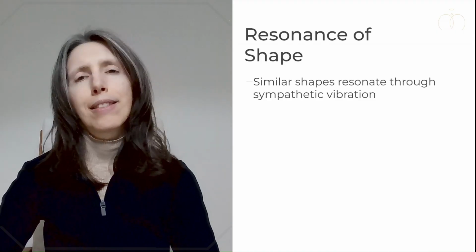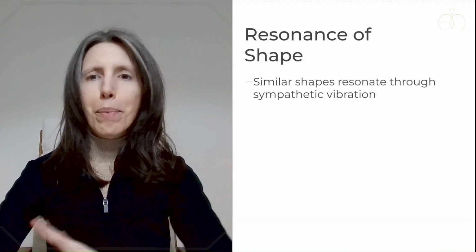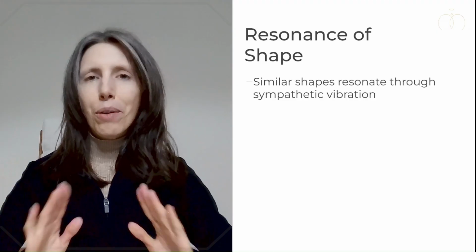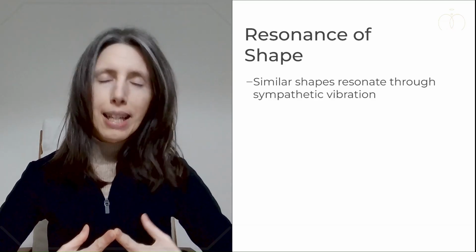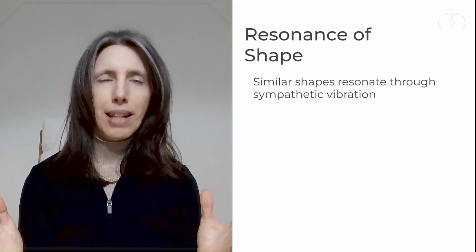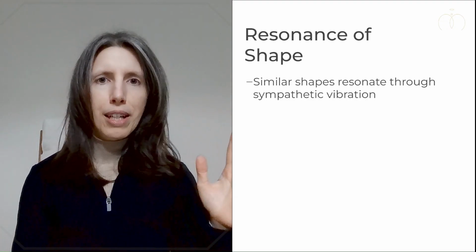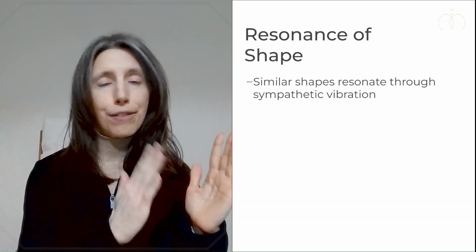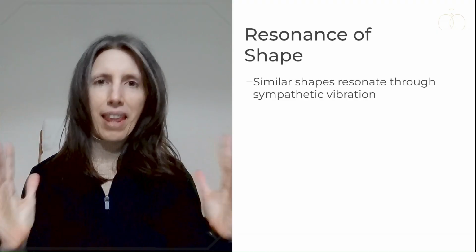So what is a resonance of shape? The definition here is that similar shapes resonate through sympathetic vibration. Lovely and very worthy. What does this mean? Sympathetic vibration is something that you're probably familiar with in terms of tuning forks, for example. This is a fairly well known experiment: when you strike one tuning fork and you have other tuning forks in the room that have a similar frequency, they start resonating as well. So that is sympathetic vibration.